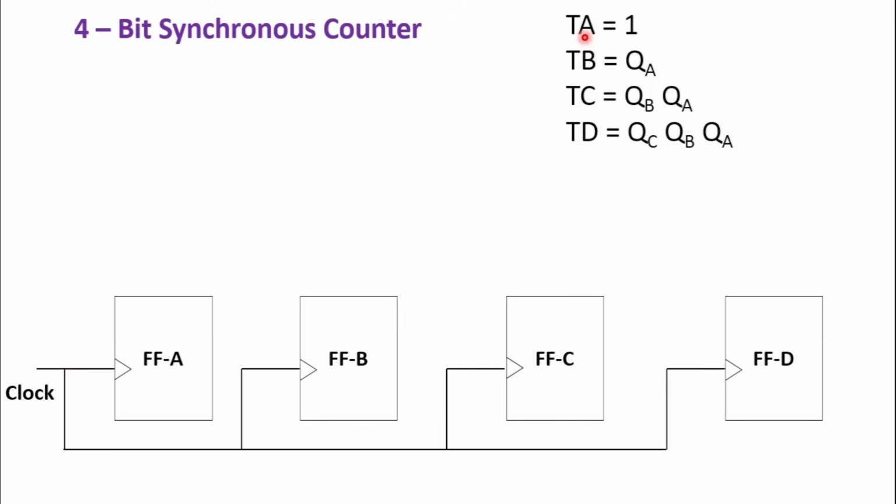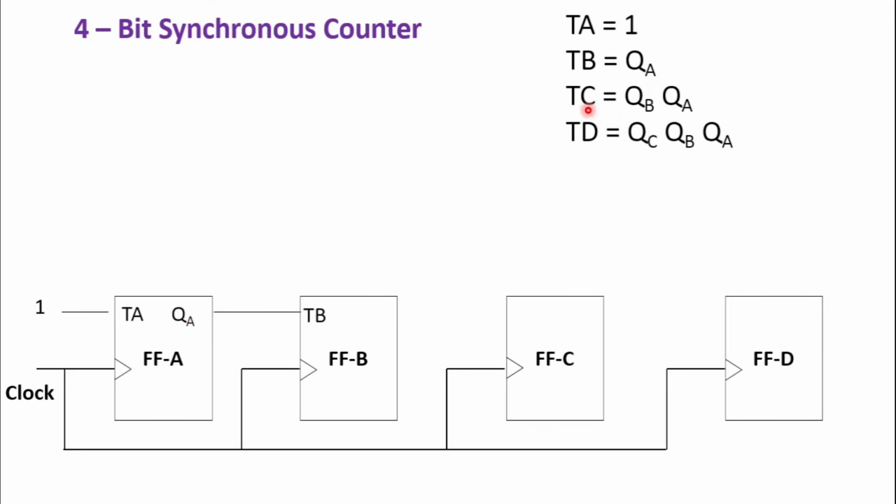I have to have TA as a 1. TA is the input of flip-flop A and it should be given logic 1. So TA, that is the input of flip-flop A, is connected to logic 1. So I have done with this expression. What about TB? TB is the input of the second flip-flop and its value is QA. What is QA? QA is the output of the first flip-flop. It is connected to TB, which is the input of the second flip-flop. That's why TB is equal to QA.